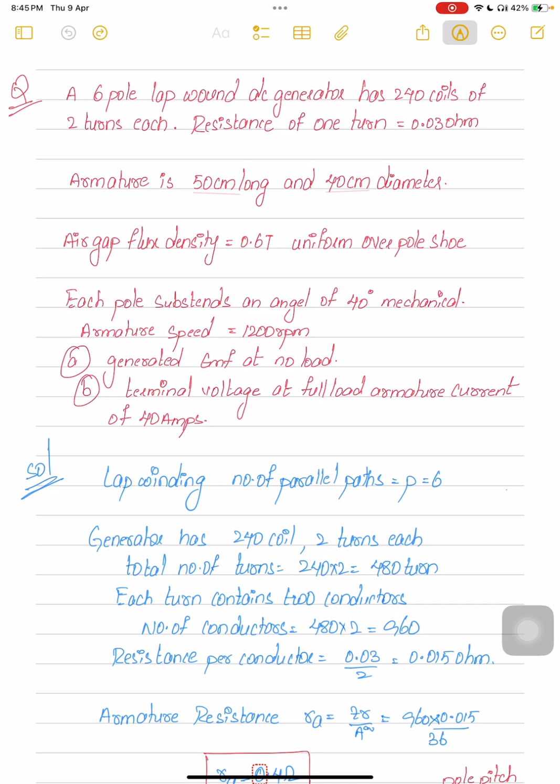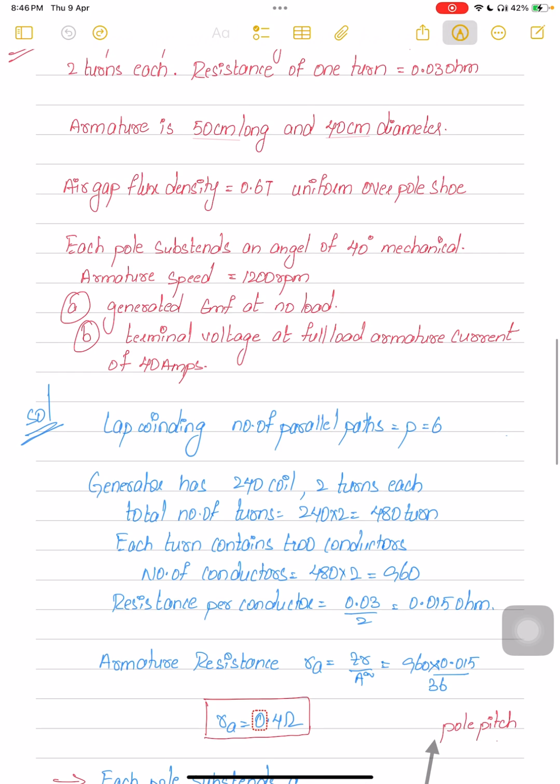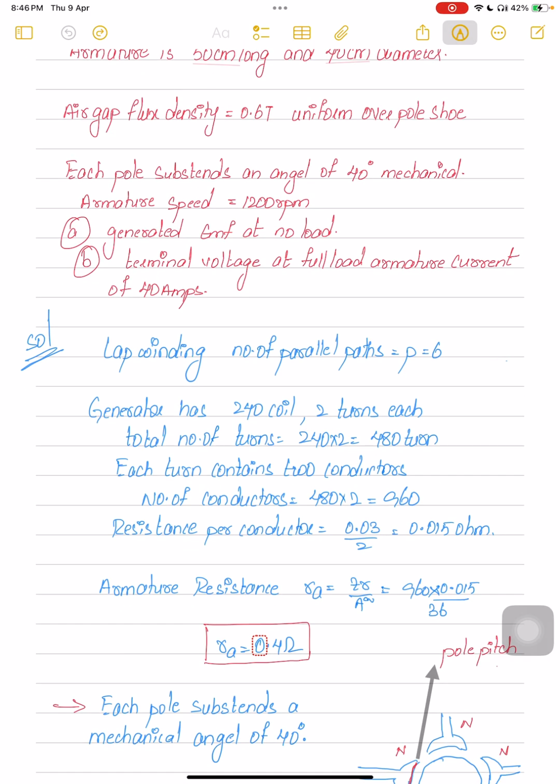Here the question is in DC machine. A 6-pole lap winding DC generator has 240 coils of 2 turns each. Resistance of 1 turn is 0.03 ohm. The armature is 50 centimeters long and 40 centimeters in diameter. The air gap flux density is 0.6 Tesla, uniform over the pole arc. Each pole subtends an angle of 40 degrees mechanical. The armature is rotating at a speed of 1200 rpm. We need to find the generated EMF at no load and the terminal voltage. They are providing an armature current of 40 amps.